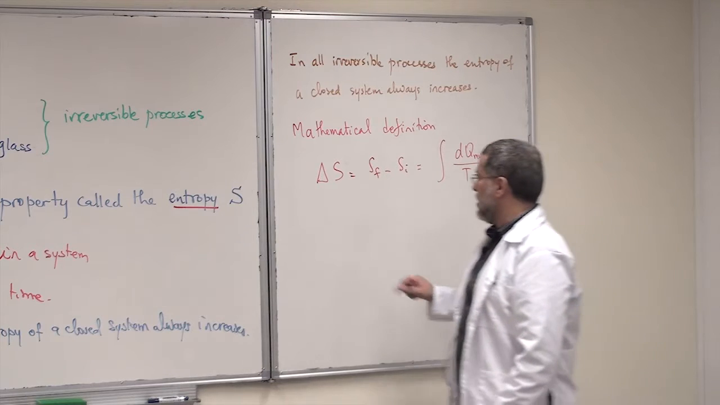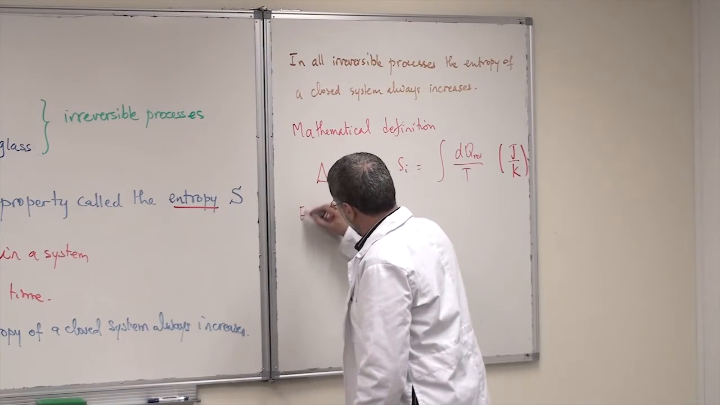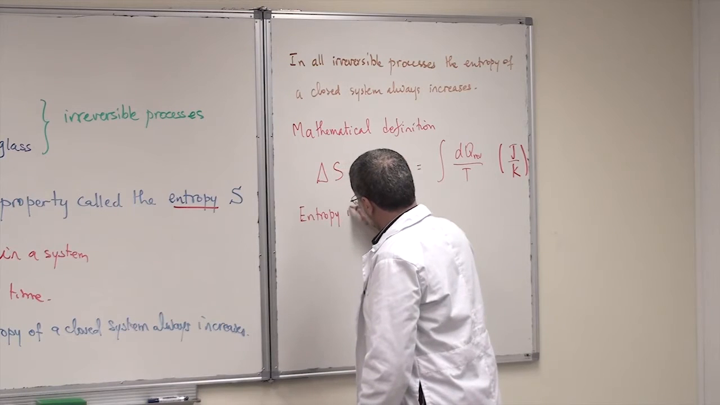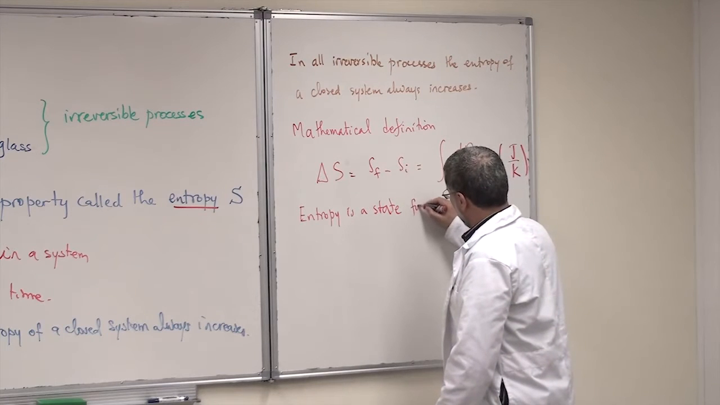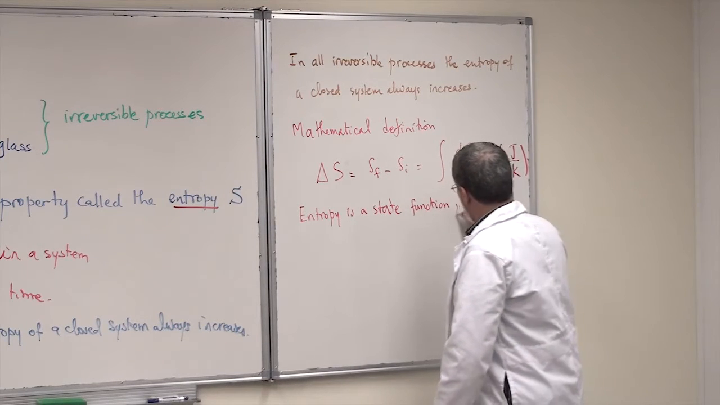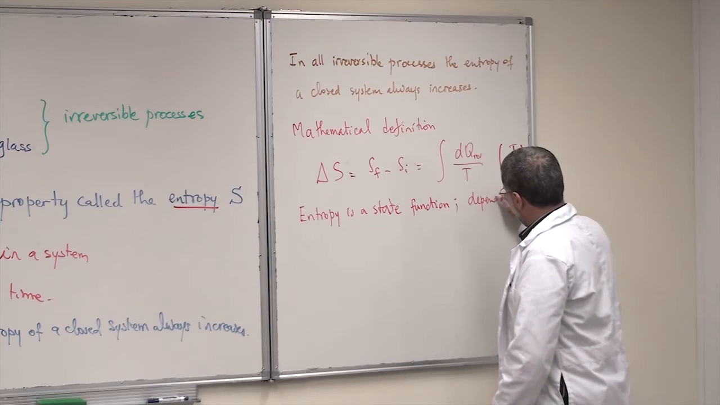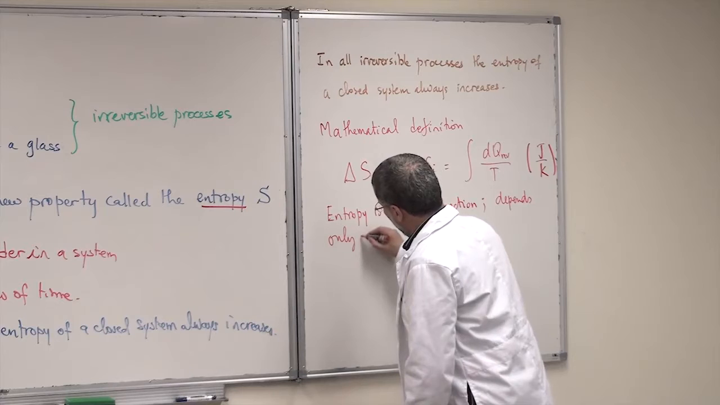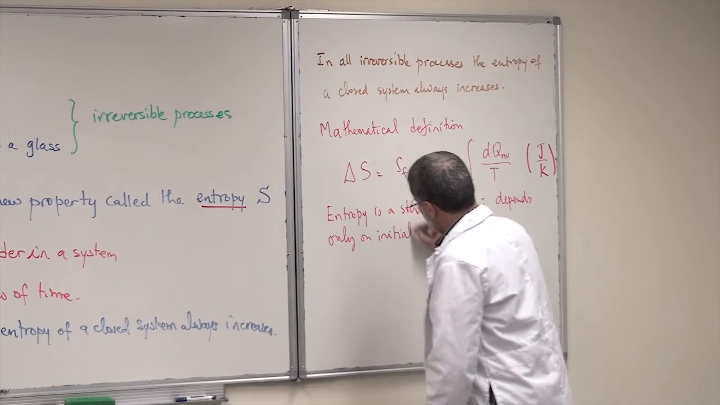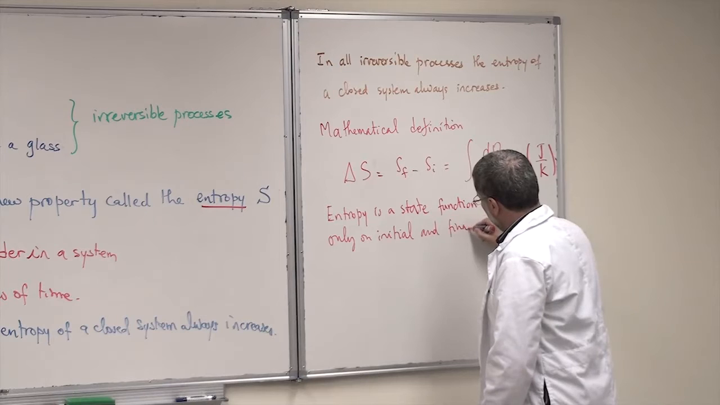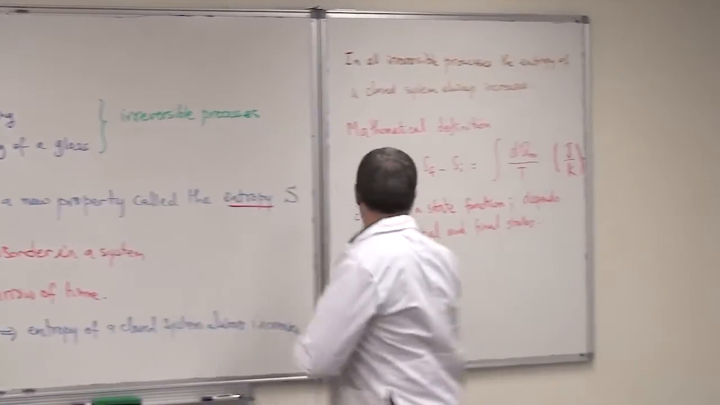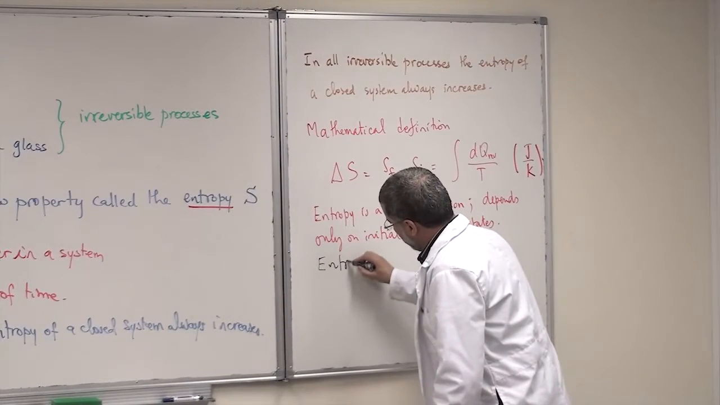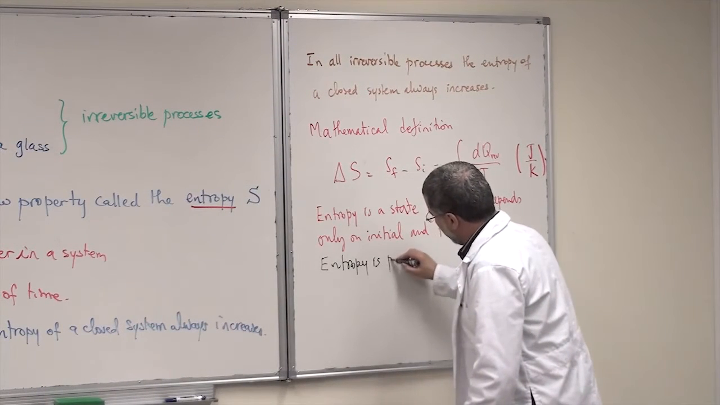Okay, and entropy is called a state function. Entropy is a state function, just like the internal energy. A state function means it depends only on the initial and final states. It means it's path independent. In other words, another statement you can write is that entropy is path independent.